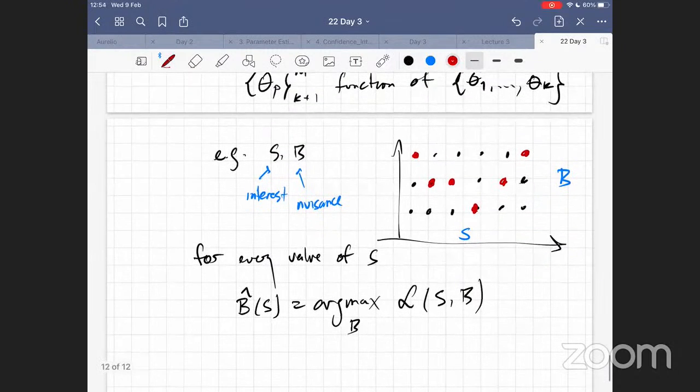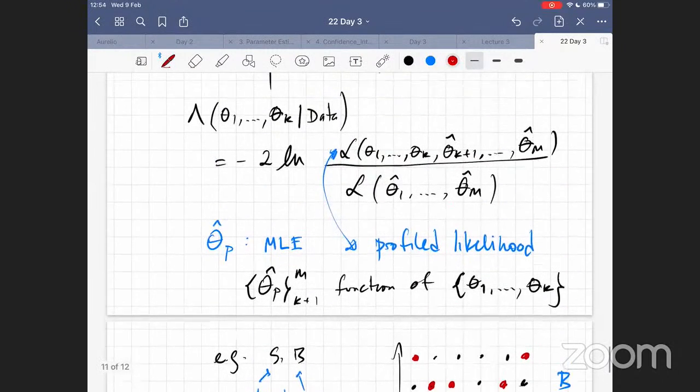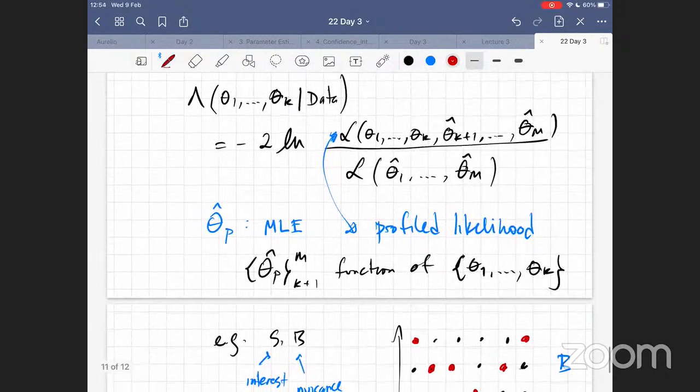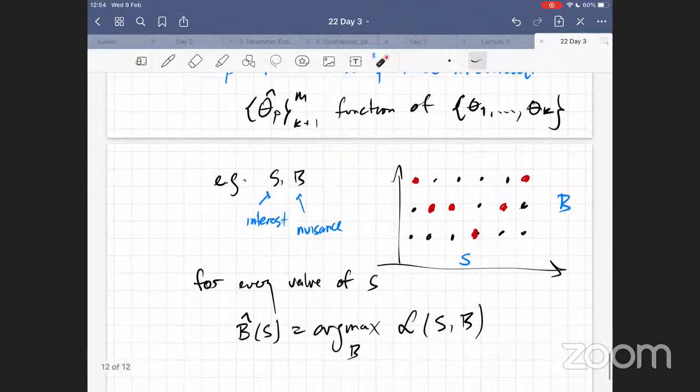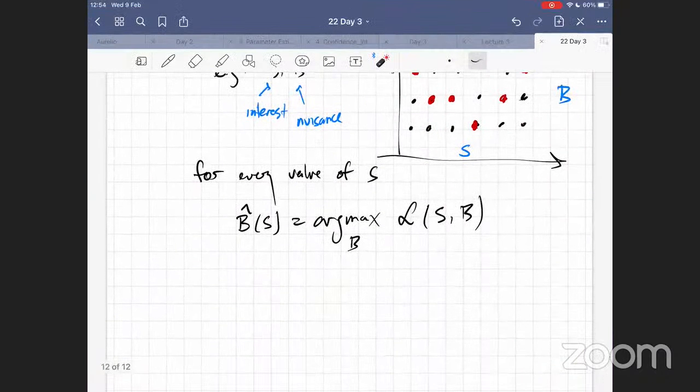And this is the way to obtain, at the end of the day, a numerator which is only a function of the parameters of interest. And this is the object called profile likelihood. Any question here?